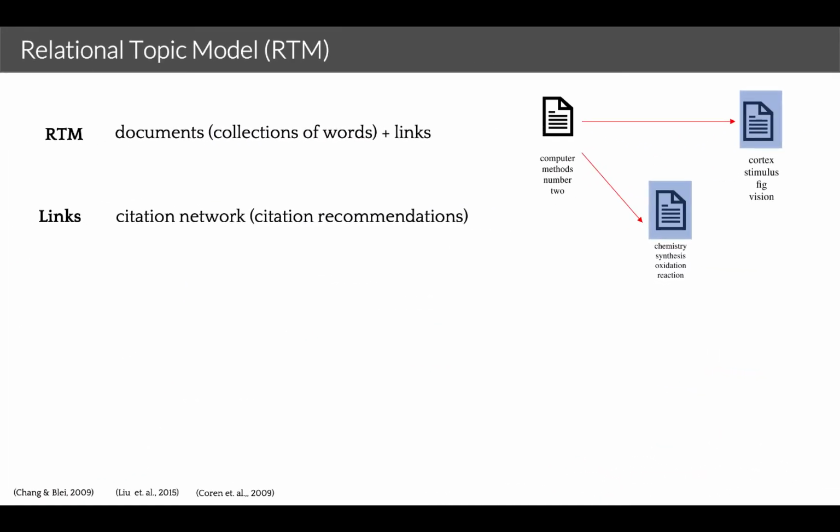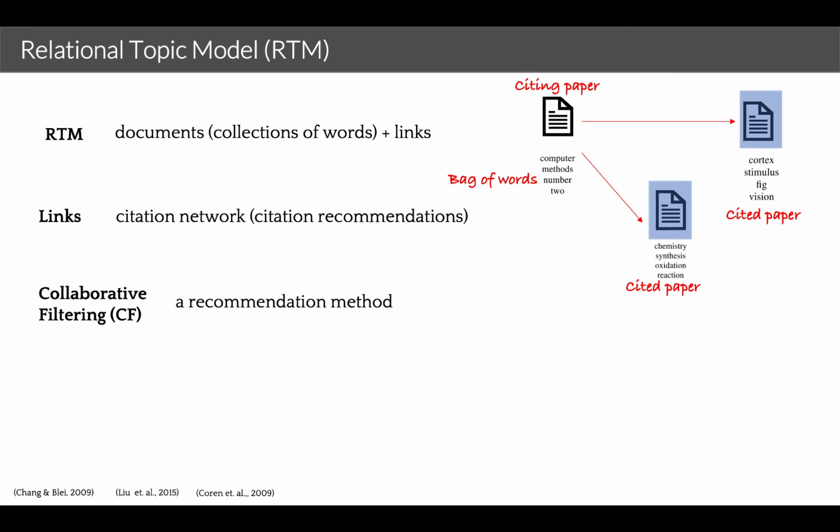The Relational Topic Model, RTM, is a model of data composed of documents, which are collections of words, and links between them. Each document is represented as a bag of words and linked to other documents via citation. So we have cited papers and citing papers. Collaborative filtering, CF, is a classical recommendation method that has been exploited by researchers in the area of academic recommendation to recommend citations.